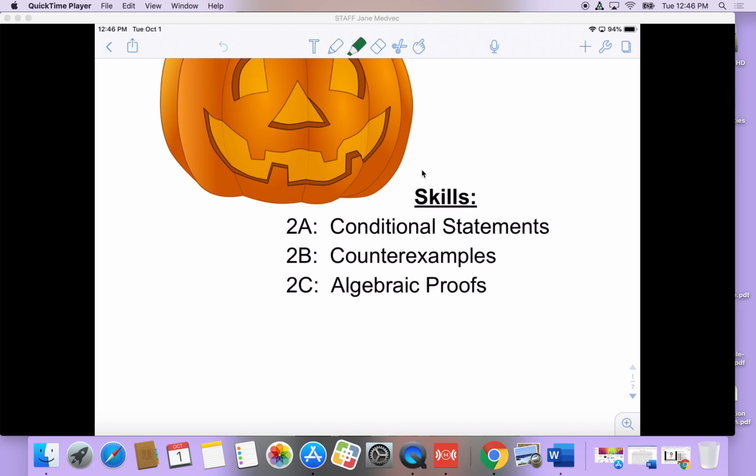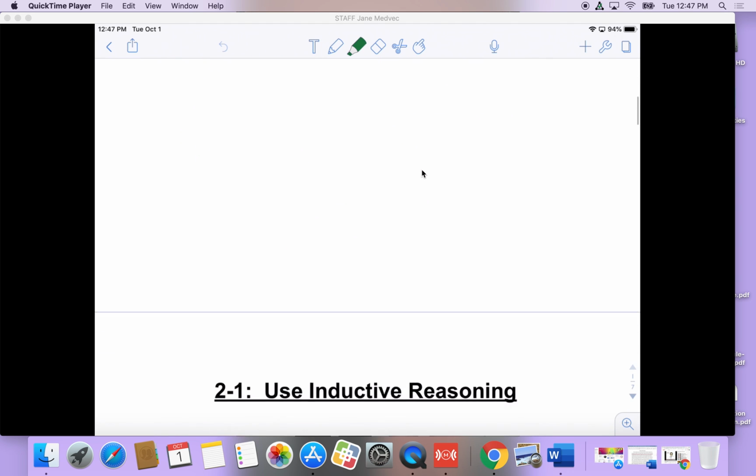I will tell you that some students can get extremely confused with proofs. They're not cut and dry. They're kind of a logic thing. So if you're experiencing trouble, make sure that you come in as soon as you can, okay? And don't get behind.